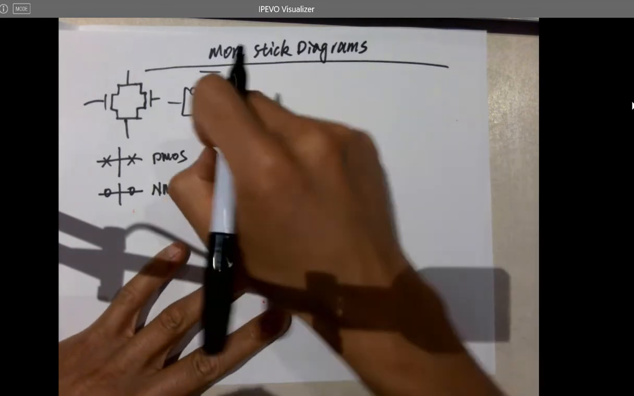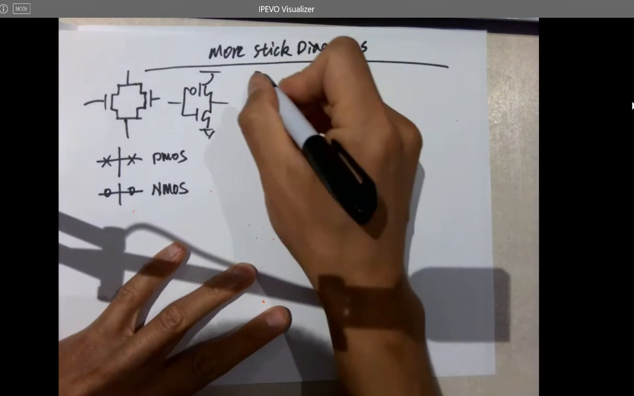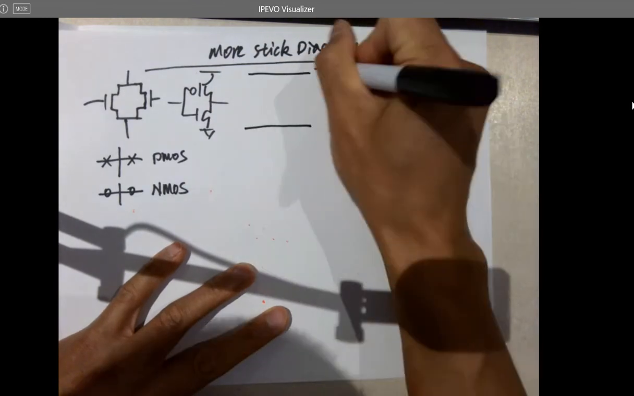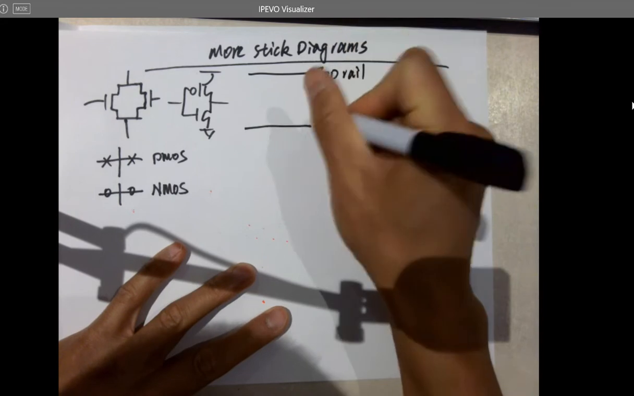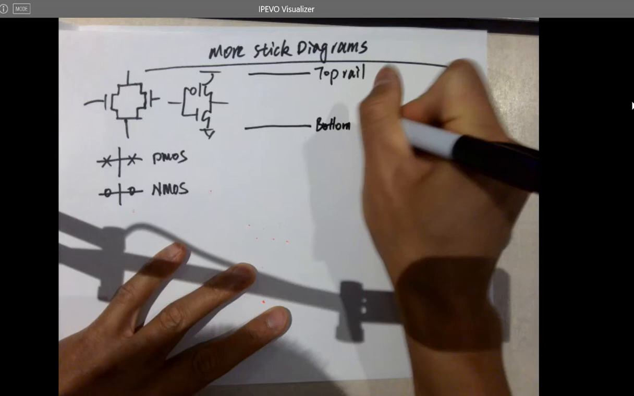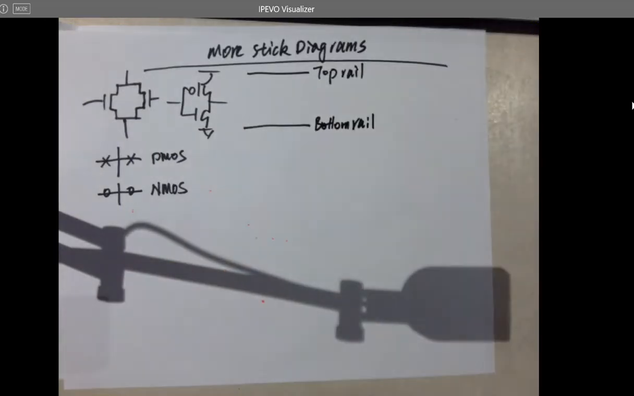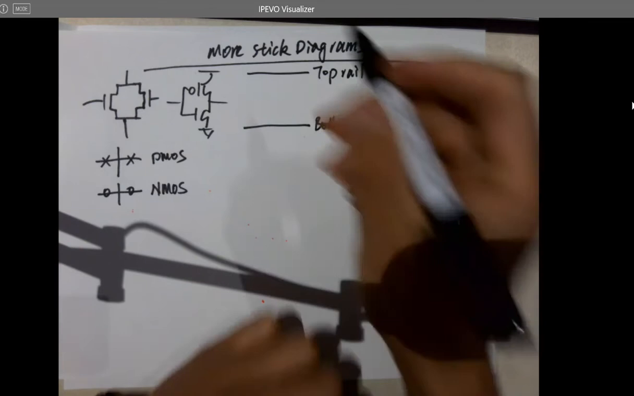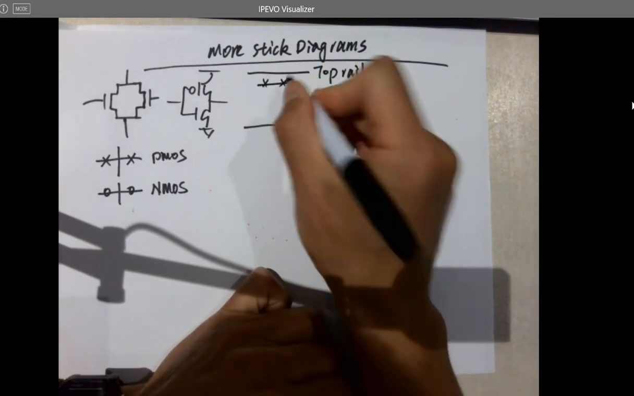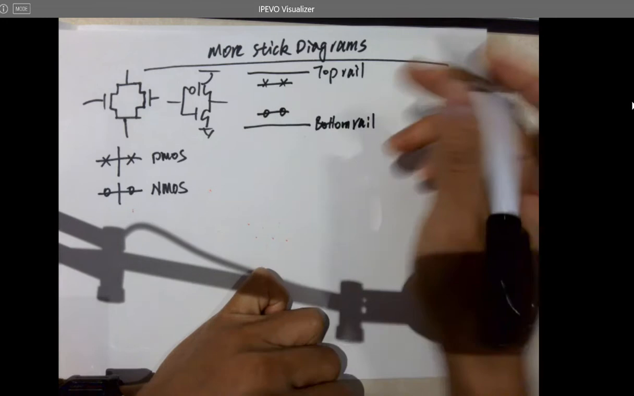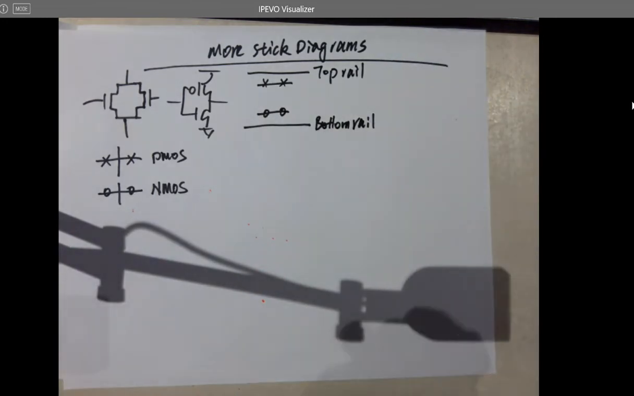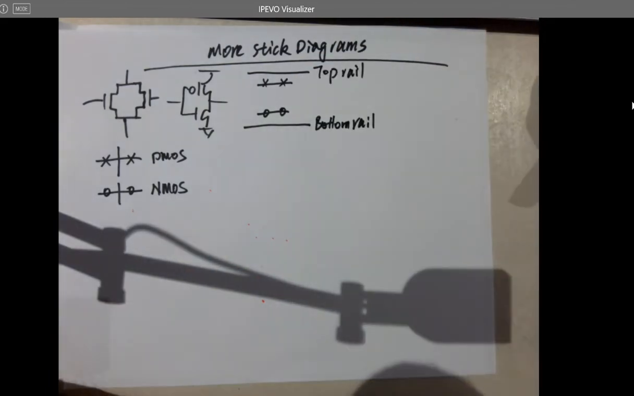So when you are designing the stick diagram for the inverter, it looks like this. You have to draw the top rail and the bottom rail first. Right? And then PMOS on the top, NMOS at the bottom. Why? Why not swapping them? Yeah. PMOS is 1? Yes.